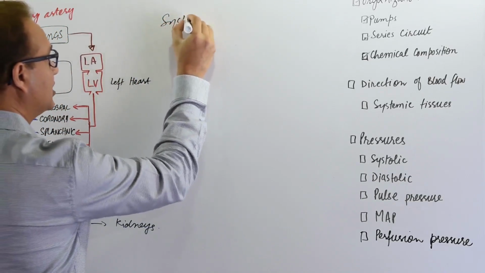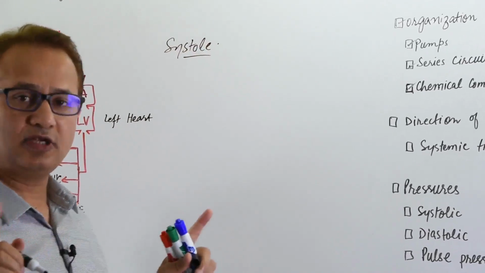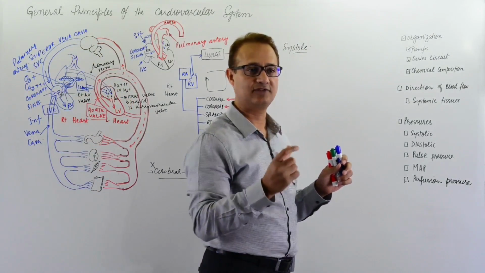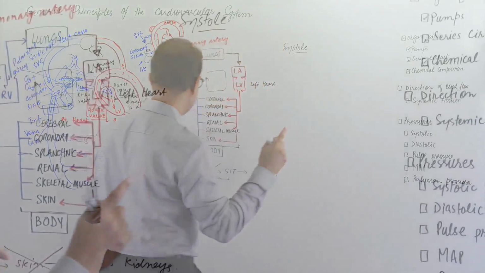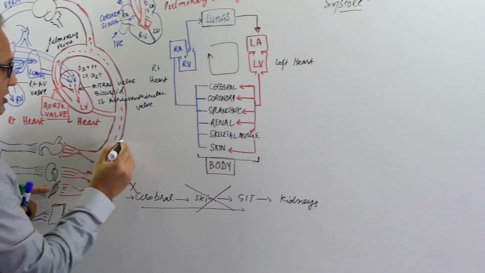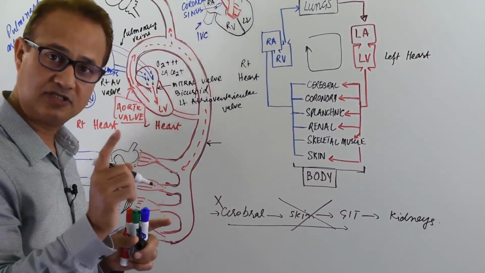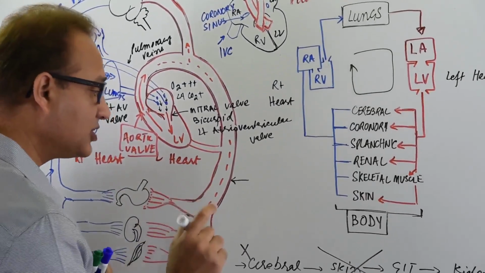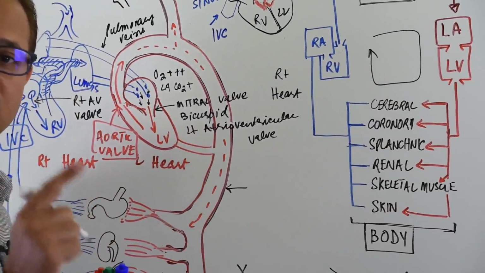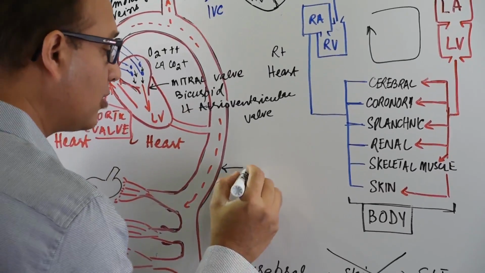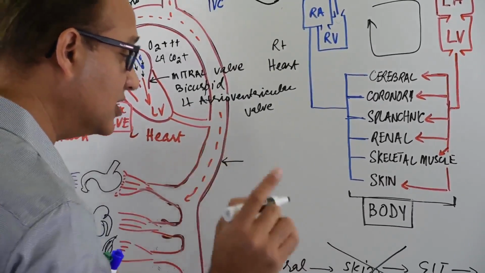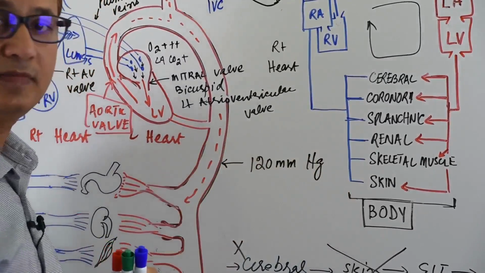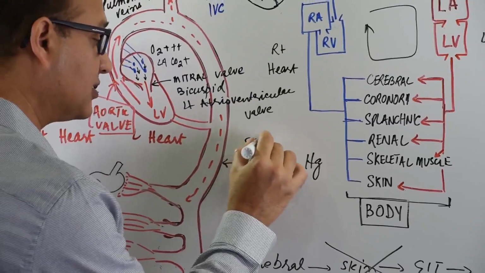Systolic blood pressure. So definition of systole. Systole is the time interval during which a ventricle is contracting. That is the definition of a systole. Systolic blood pressure is the blood pressure in systemic arteries when the left ventricle is contracting. That is the definition. Normal average systole in healthy adults is 120 millimeters of mercury. So that is a systolic blood pressure.